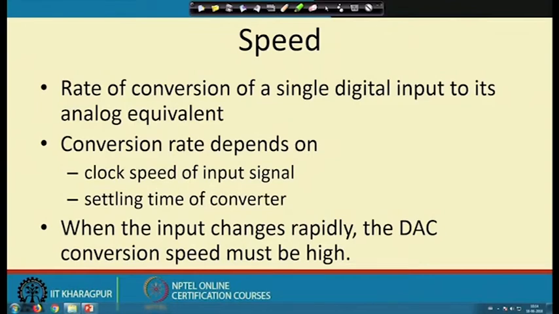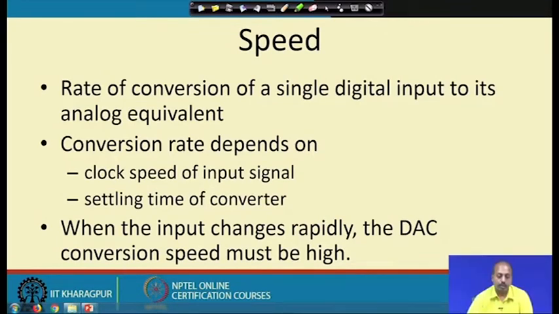The speed is another factor that determines the selection of this DAC. So, the rate of conversion is the rate at which a single digital input is converted to its analog equivalent. That is, you give a particular input pattern, and after how much time the analog signal comes to the proper value. That gives the rate of conversion for the digital input. The conversion rate will depend on the clock speed of the input signal.